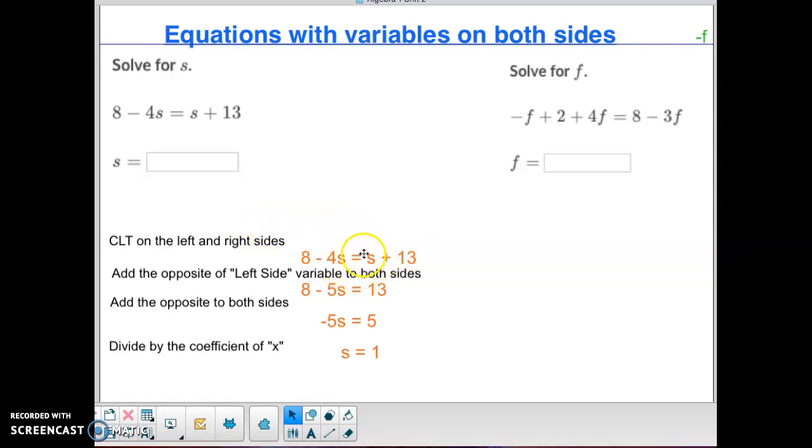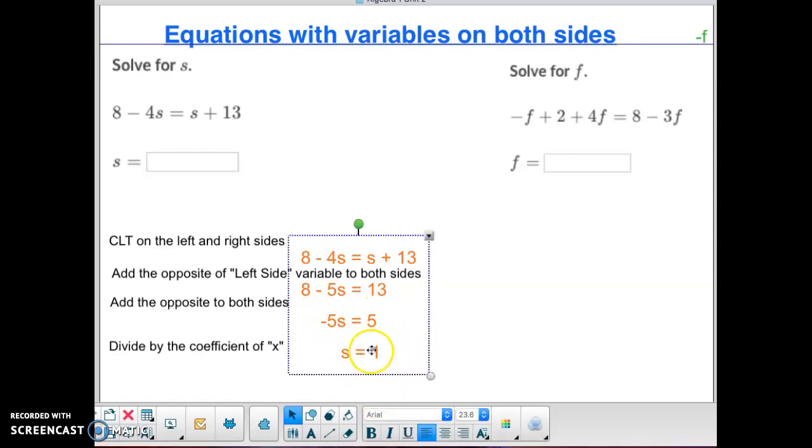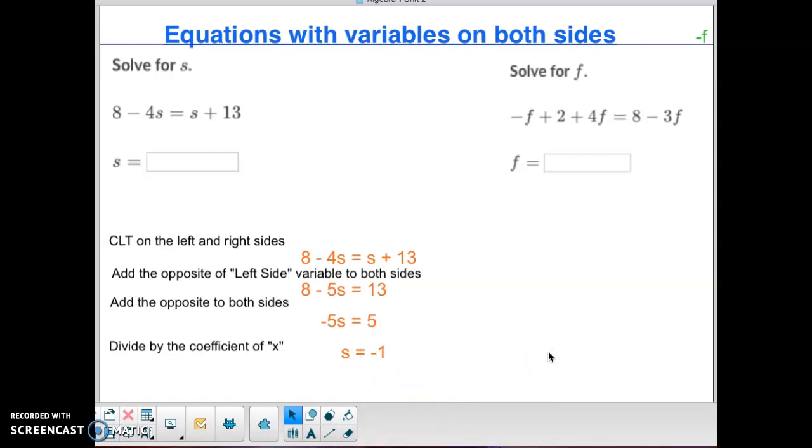But the next step, I can get rid of the positive s right here by adding a negative s to both sides. When I do that, negative s and negative 4s equals negative 5s. From there, I will subtract 8 from both sides to get to here. I will then divide by negative 5. Oh, and I see a mistake there. Hopefully you saw it as well, that should be a negative 1 right there. And that's how you do that.